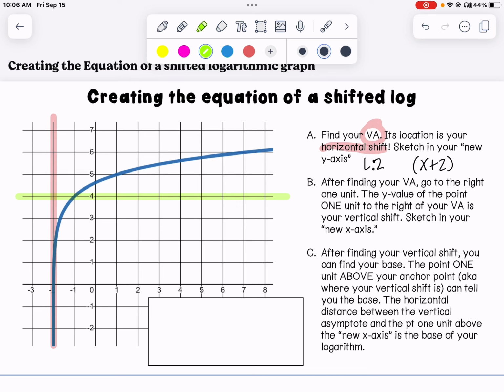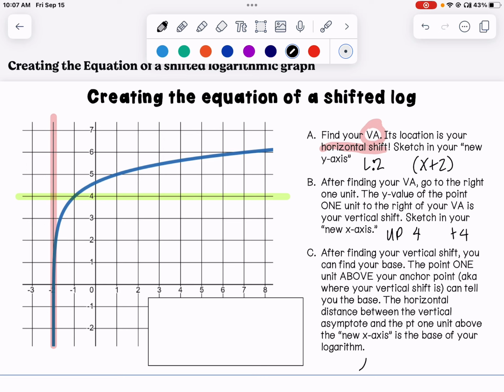Notice that the y value here is 4. So that means that my graph was shifted up 4. That means I can tack a +4 onto either the front or the back of my equation. The last thing we have to do is we need to know what the base of our logarithmic graph is.